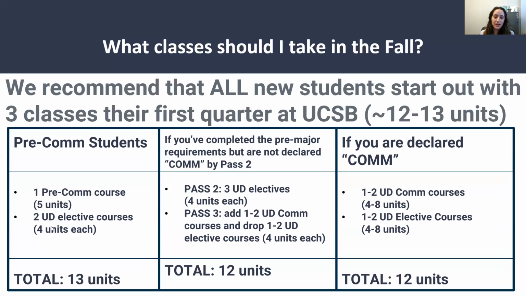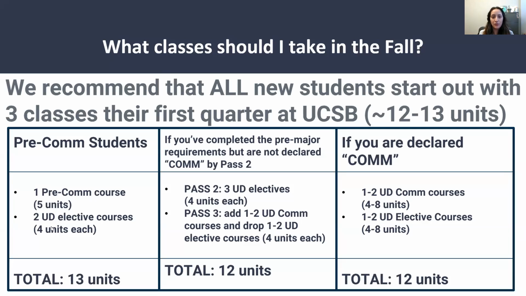And then during PASS 3, hopefully by then your major has changed to upper division comm. And then you would be able to add 1 or 2 upper div comm courses if there's some available, and then drop 1 or 2 of your elective courses. So you'd have a total of 12 units.